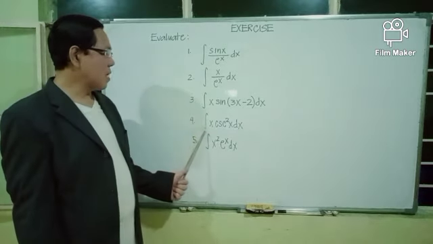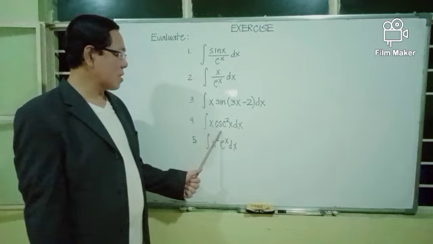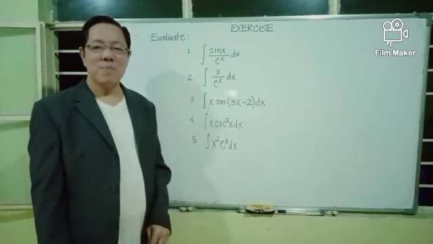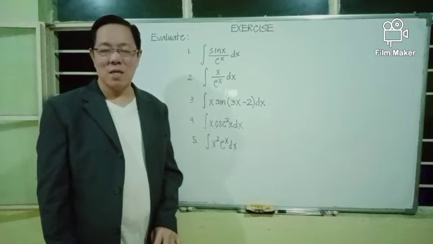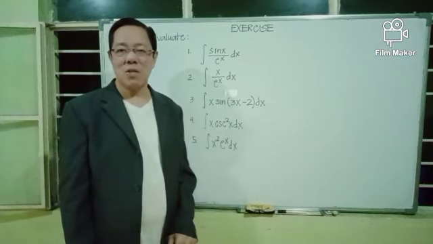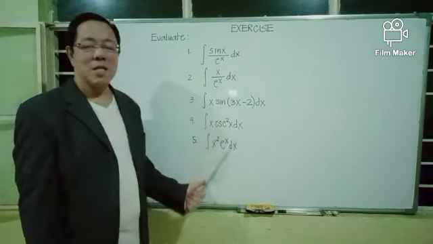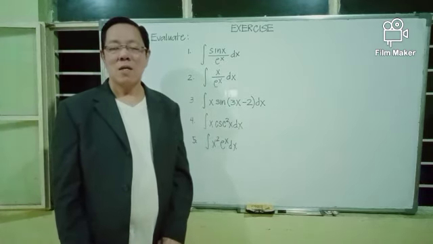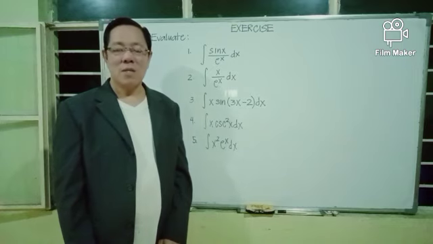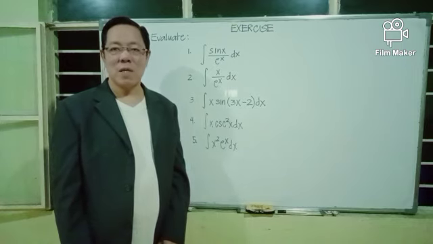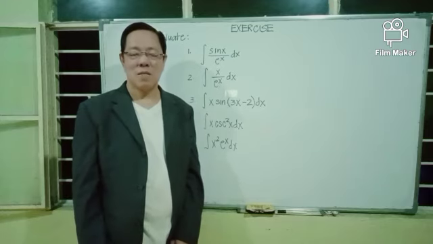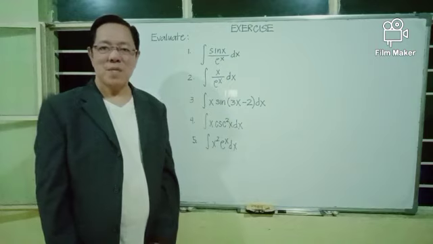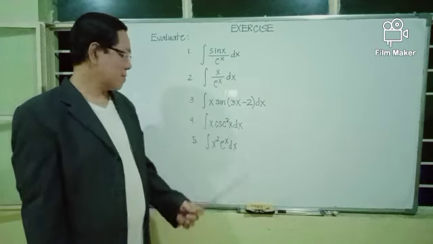For number 4, we have the integral of x cosecant squared x dx. And from our past lesson with the integration of trigonometric functions, you would need the integral of cosecant squared x dx. And try to look for the integral of cosecant squared x dx. In our past lesson, it is negative cotangent x.